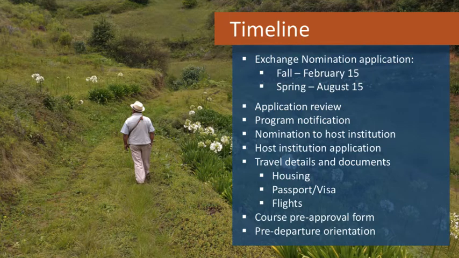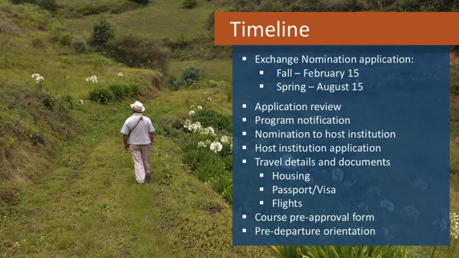Then you'll arrange your travel details. You'll arrange your housing either through your host institution or through housing providers that they recommend. You'll apply for a passport if you don't have one already, or you'll renew your passport if it's going to expire soon. And many of you will also need to apply for a student visa in order to legally enter your host country for the period of time that you'll be there. And you'll also arrange your own flights.